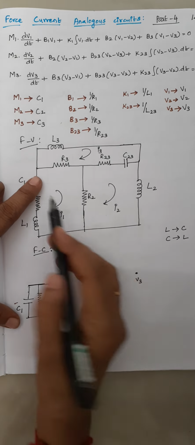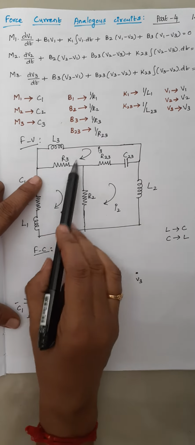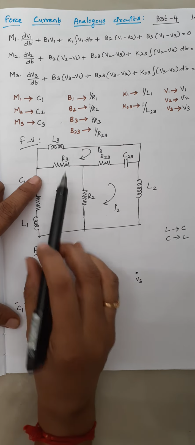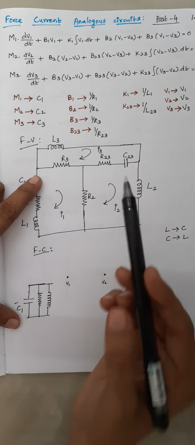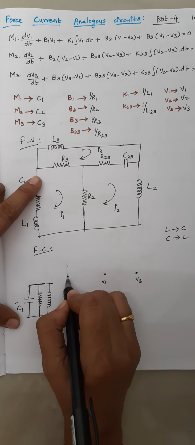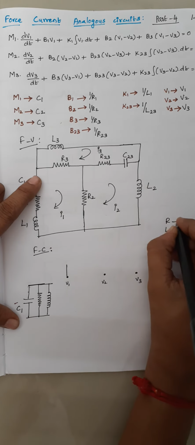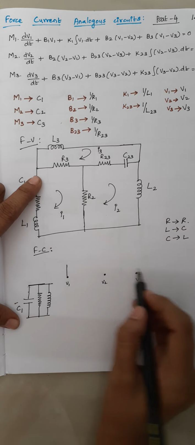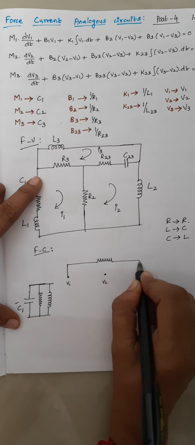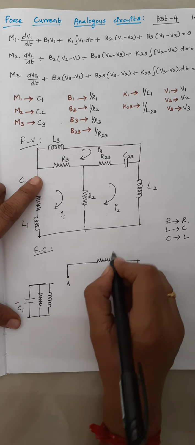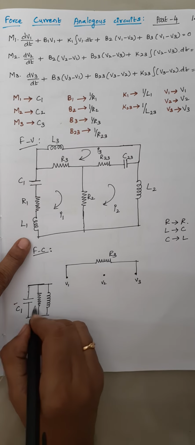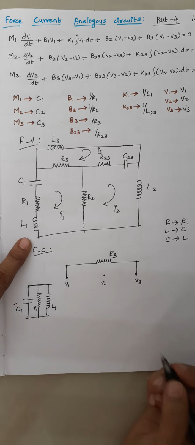Listen carefully: I have this resistor R3, and this R3 is common for loop 1 and loop 3, right? So between your node 1 and node 3, the resistor will always remain as such. No need to change anything. So just draw a resistor between node 1 and node 3. Let this resistor be R3, right? So here C1, this is R1 and this is your L1.